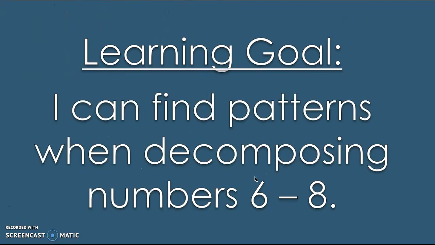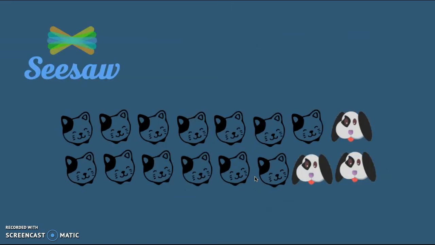Okay, which is great. Our learning goal for today said, I can find patterns when decomposing numbers 6 through 8. And that's exactly what we did. We noticed that all the answers were the same, even though we were changing the parts. And as one part got smaller, another part got bigger. Pretty cool, huh? Okay, so this is what you're going to see taught to your teacher.